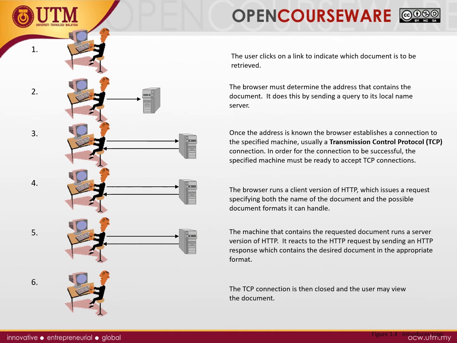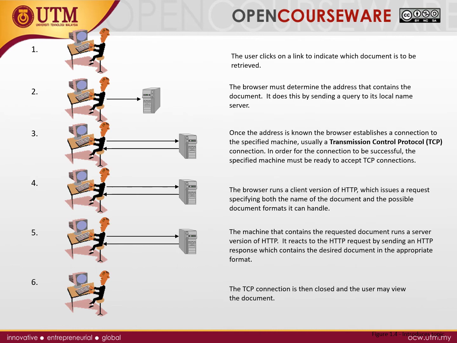Once the address is known, the browser establishes a connection to the specified machine, usually a Transmission Control Protocol (TCP) connection. In order for the connection to be successful, the specified machine must be ready to accept the TCP connection, or otherwise it's going to be declined. And then the browser runs a client version of HTTP, which issues a request specifying both the name of the document and the possible document formats that it can handle.